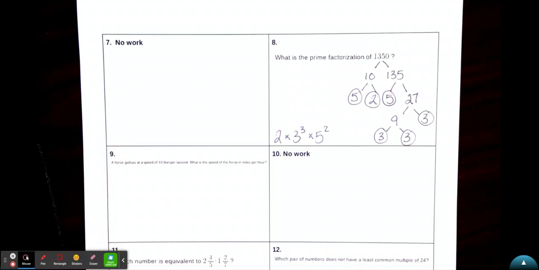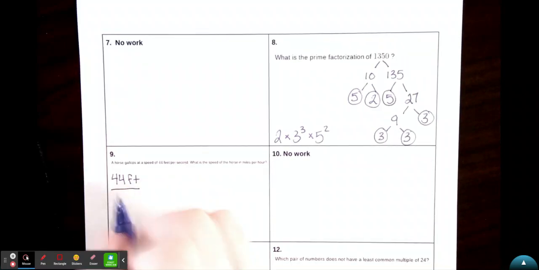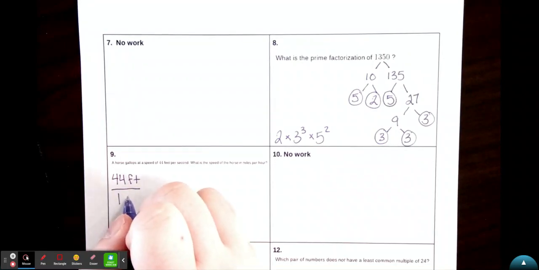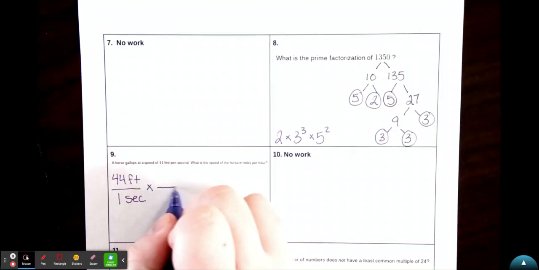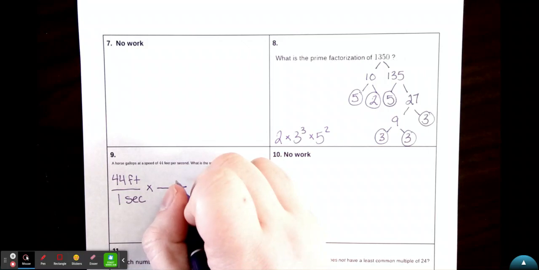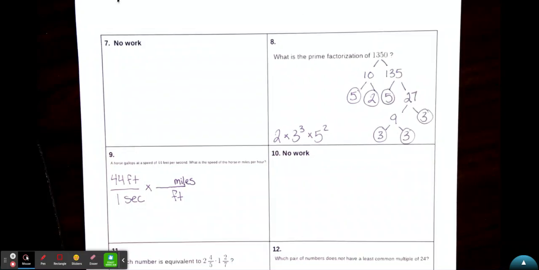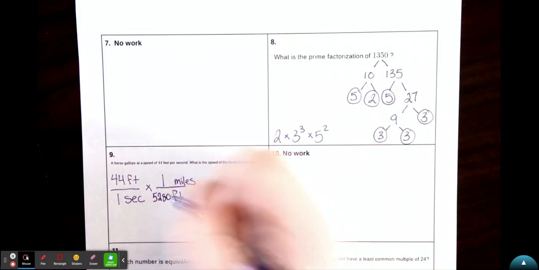Okay, so we have feet per second. We want it to be miles per hour. So we are going to say 44 feet for every one what? Second. Okay, we don't want it in feet per second. So we're going to multiply this by a conversion factor where we get rid of the feet and instead we have miles. Okay. Then we look at our conversion chart on Big Ideas, or on Google Classroom, I should say. We will see that 1 mile is equal to 5,280 feet.